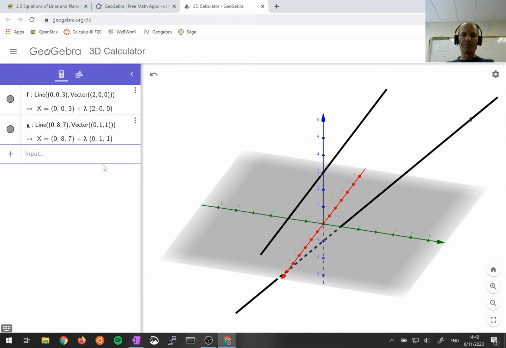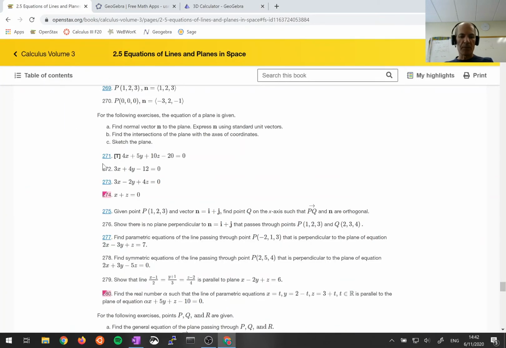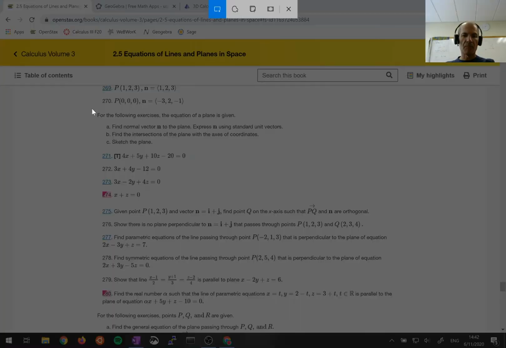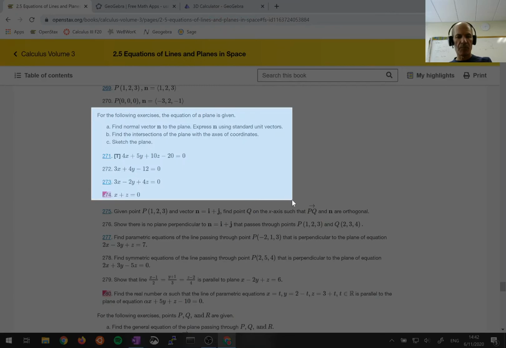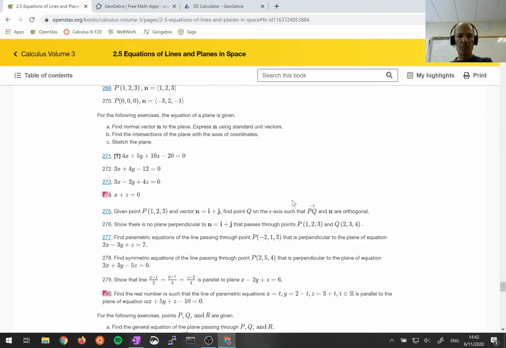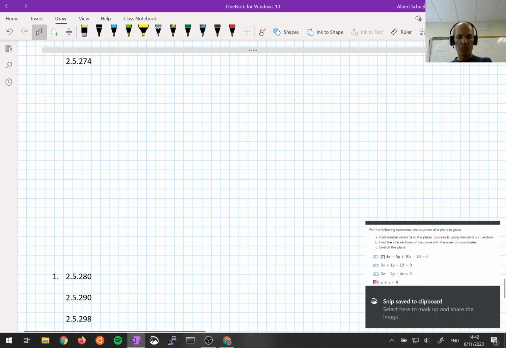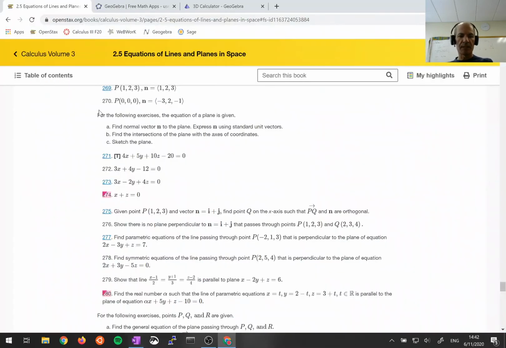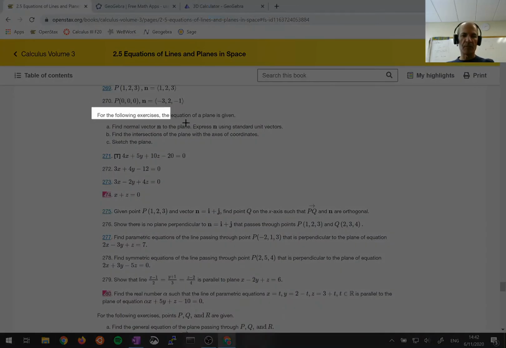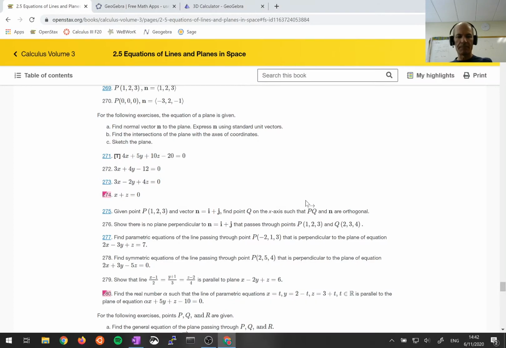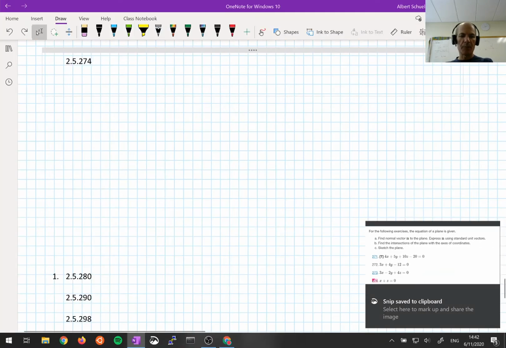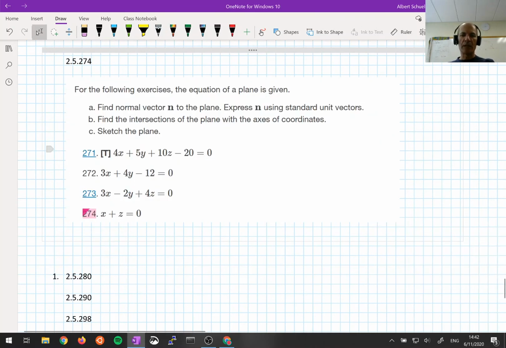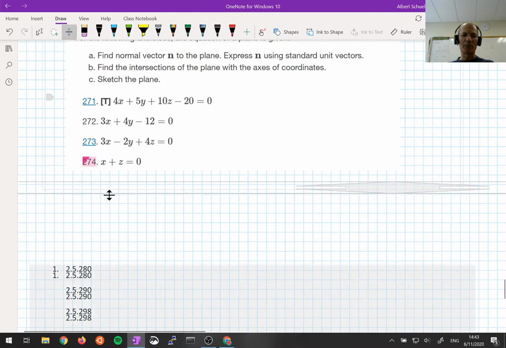All right, now 274. Problem 274 is about planes. Well, looks like I didn't get the copy quite down, so let's try that one more time. There we go. Have to be patient. All right, find the normal vector, find the intersection of the plane with the axes, and sketch the plane. Sketching planes is, well, sketchy, but we can do the other items pretty quickly.